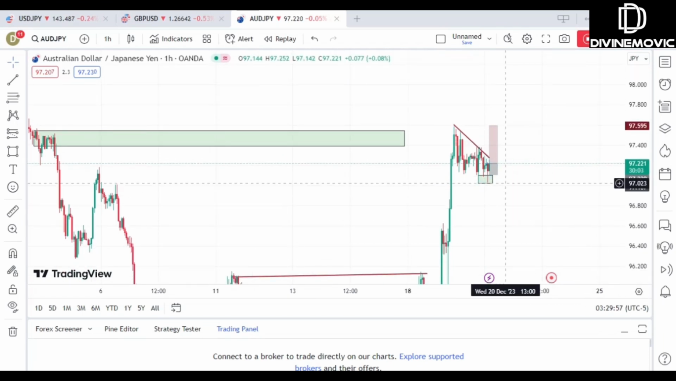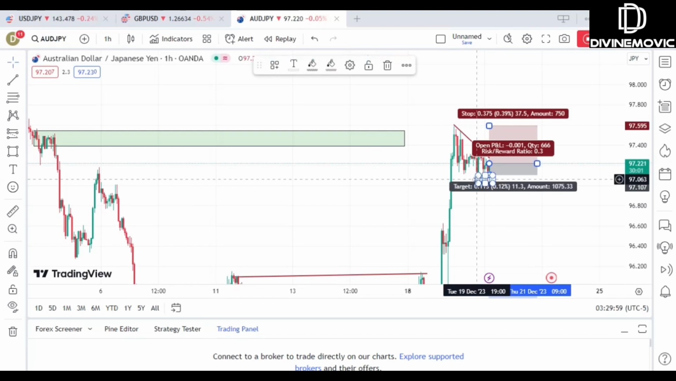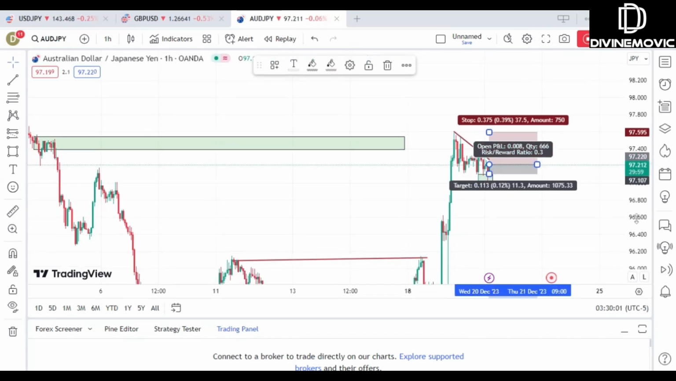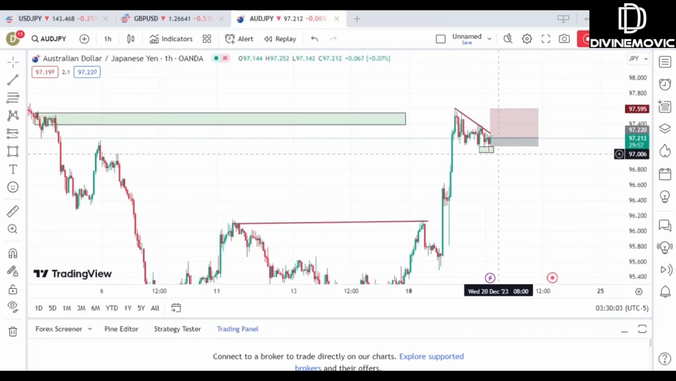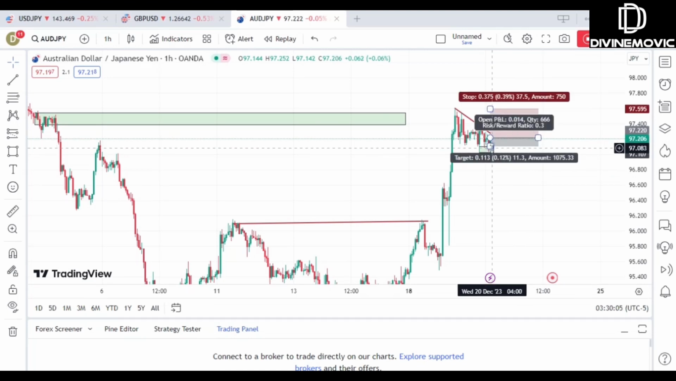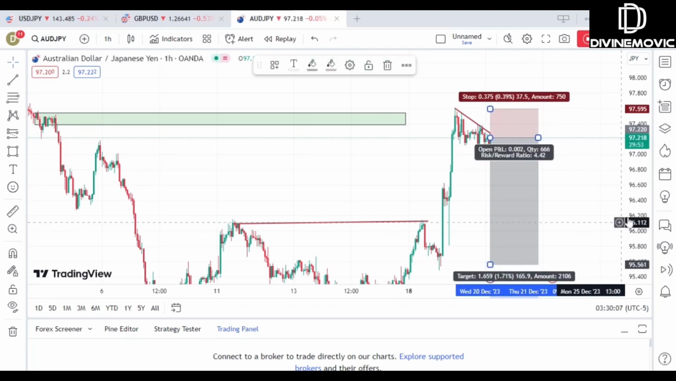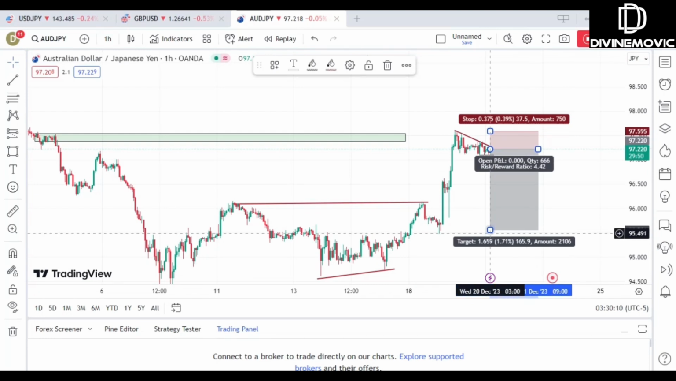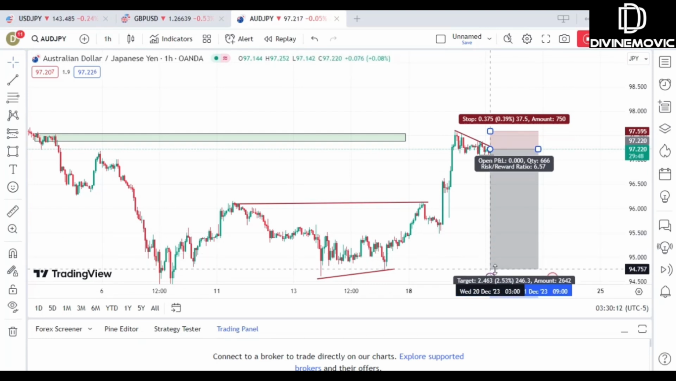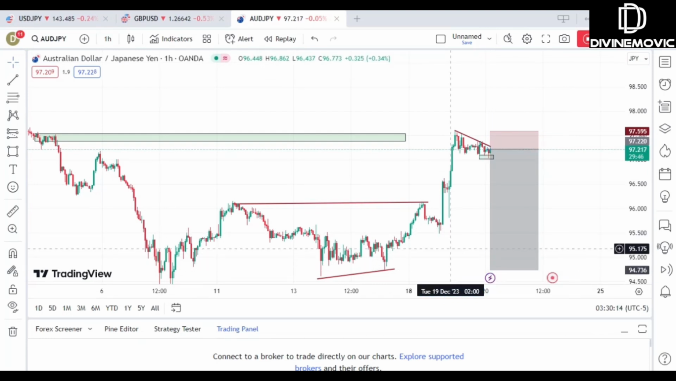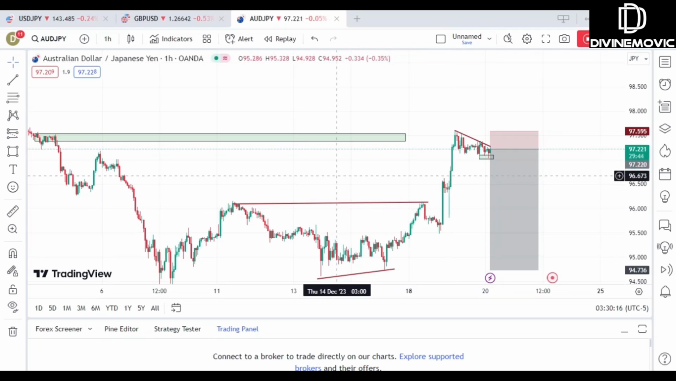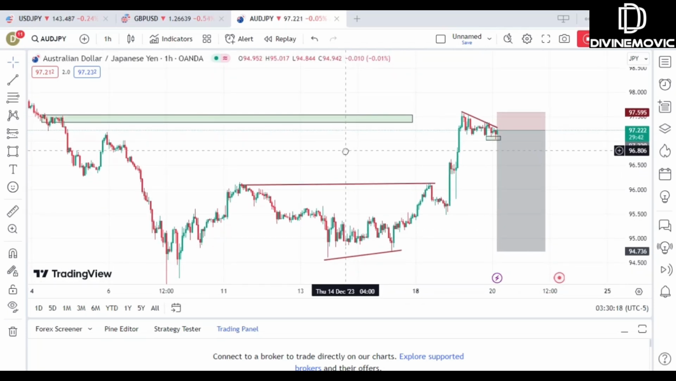and target this equal lows here. So this is going to be a possible setup for me on this AUDJPY.